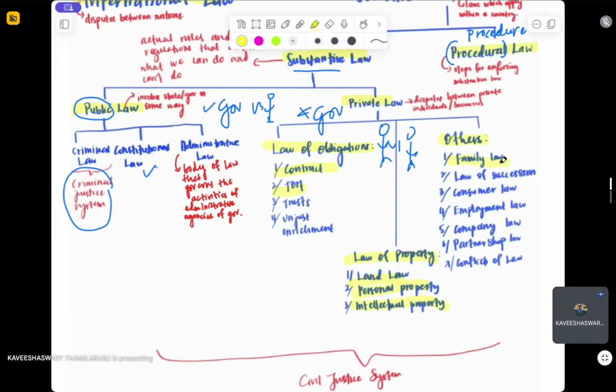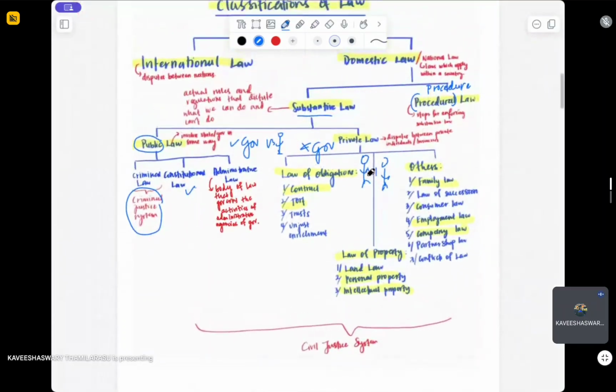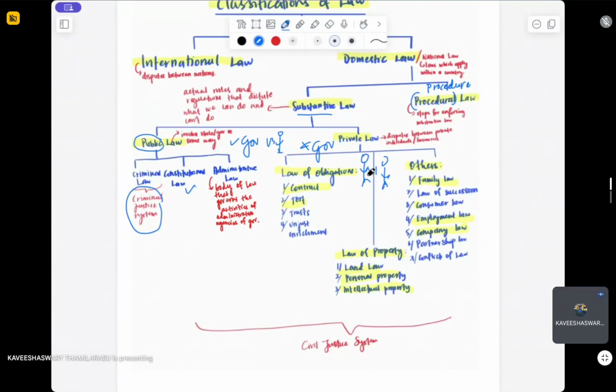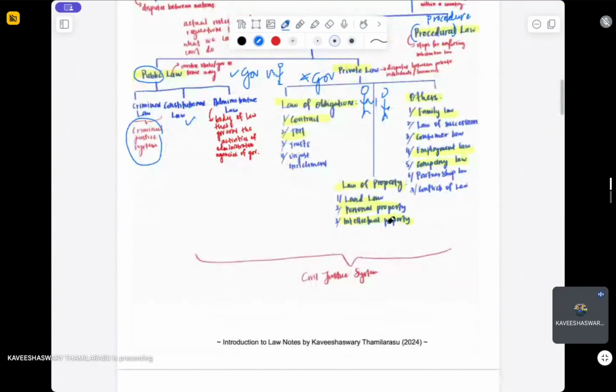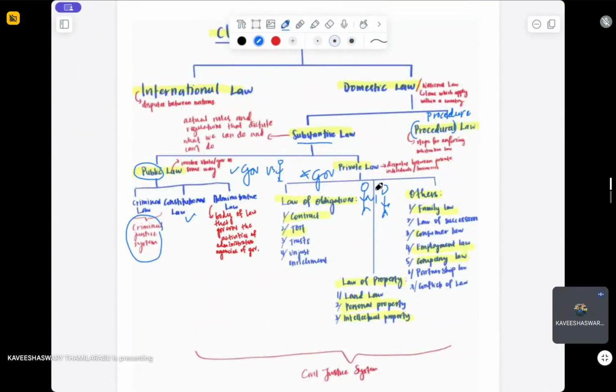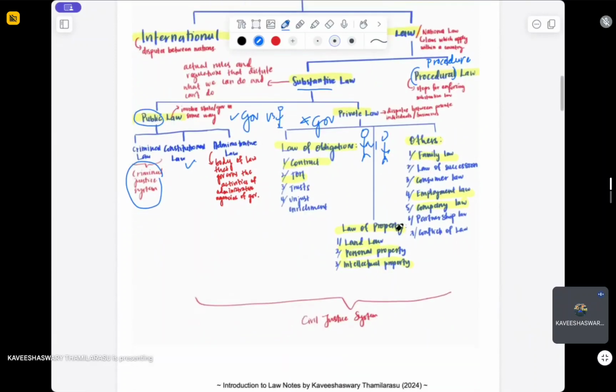And then for others, you can remember family law and law of succession. Law of succession means, for example, your grandfather died, and then the harta will go to the grandson or whoever, that is the law of succession. Consumer law, employment law, company law, partnership law. I think partnership is not that popular, so you can just remember family law, employment, and company, which should be good to go for this chapter. But most of it is extra information for you, so you don't really have to know exactly what it means. I'm just giving it to you as a quick amaran, because you will probably have to know all these things if you're going to take law.